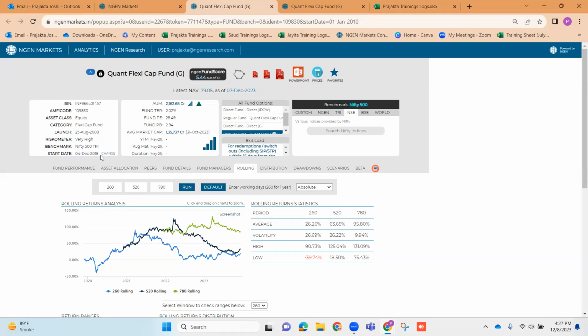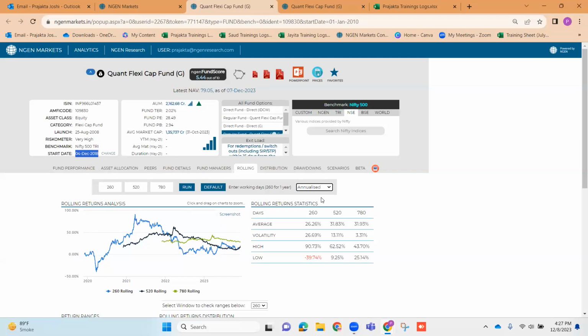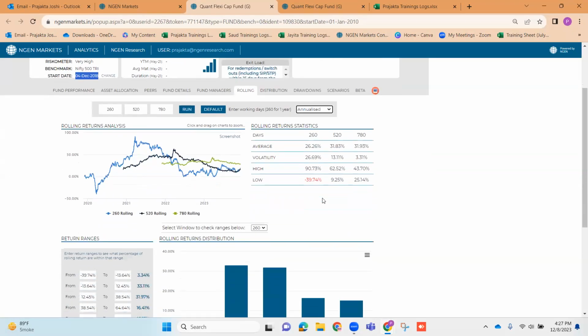In this case, we are doing a last 5-year analysis, basically from a start date of 4th of December 2018. And we are comparing these 3 levels, which tell you the holding periods under consideration. So 260 days, 520 days, and 780 days, which represent 1 year, 2 years, and 3 years respectively. Now what we are really doing is checking what were the rolling returns reported by each of these funds over these 3 different time periods.